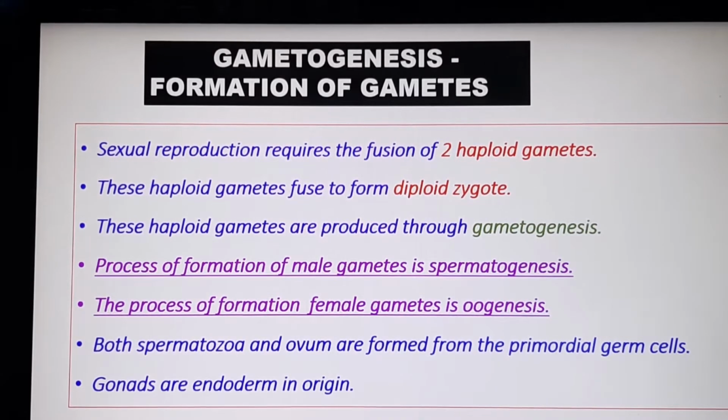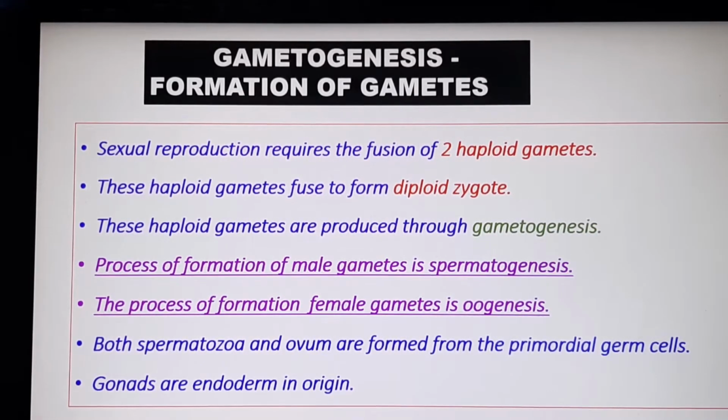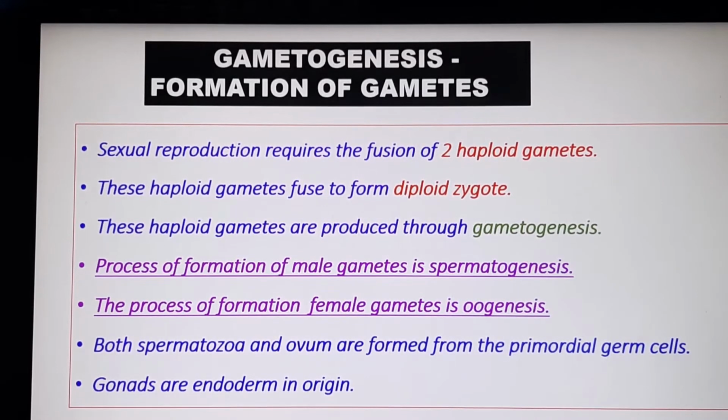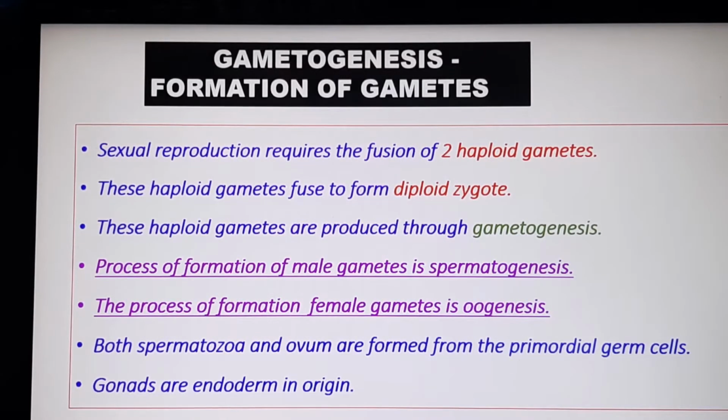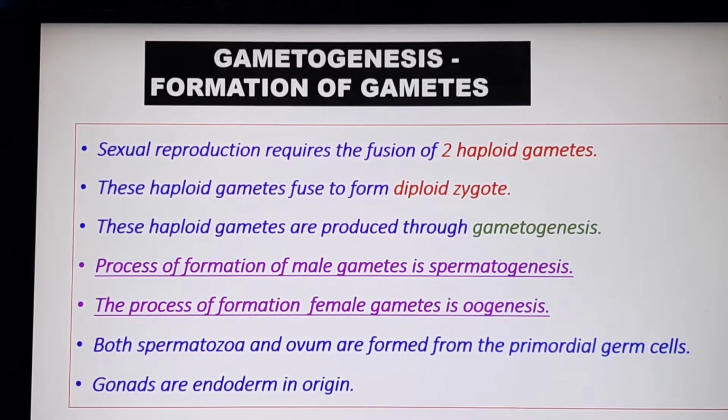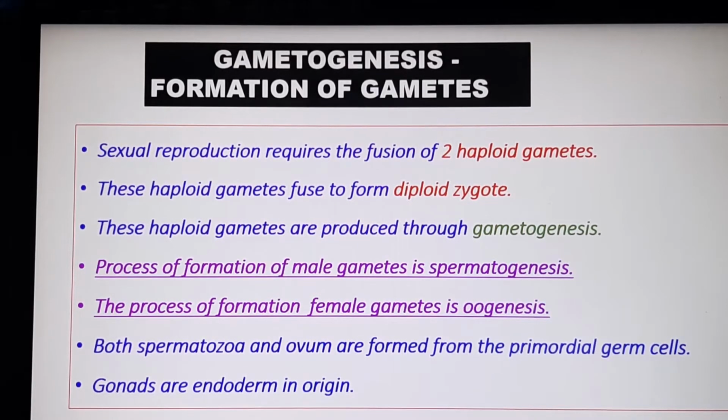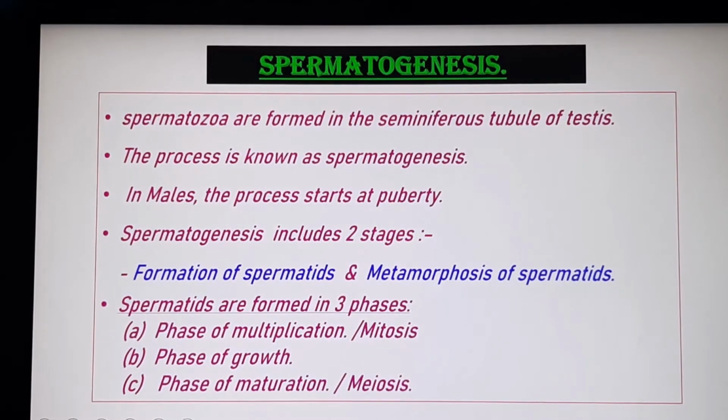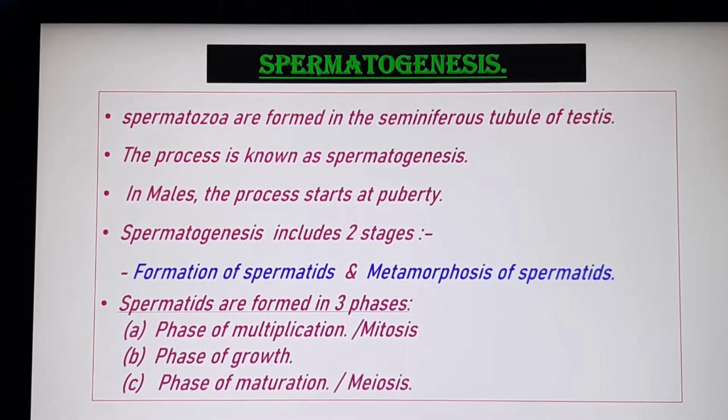The spermatozoa and ovum are formed from the primordial germ cells, and the primary reproductive organs, that is the testis and ovary in the male and female, originate from the endoderm. Gonads are endoderm in origin.